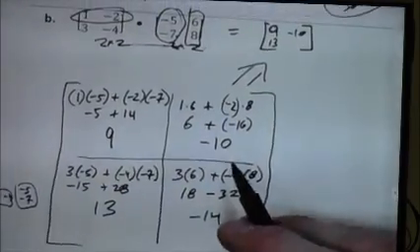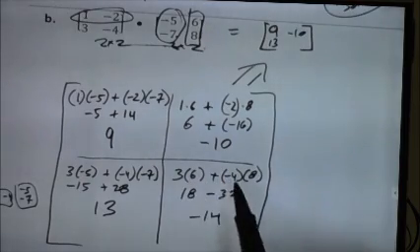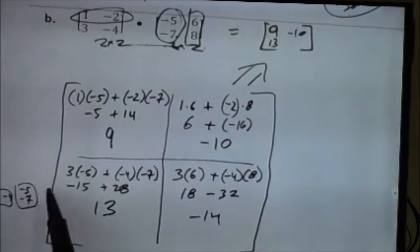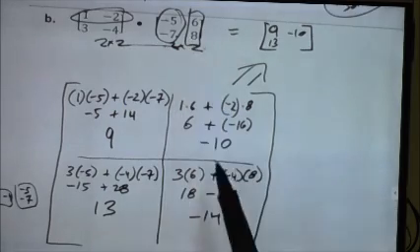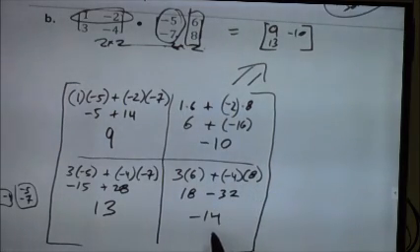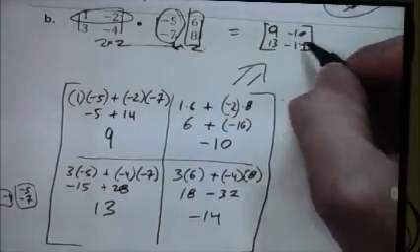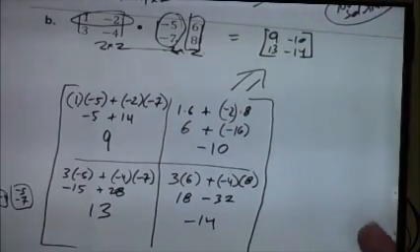If you did it with the 3 and the negative 4 from the bottom and the 6 and the 8 from the second column, you should have a negative 14. Cool. That negative 14 here. That's how you multiply them.